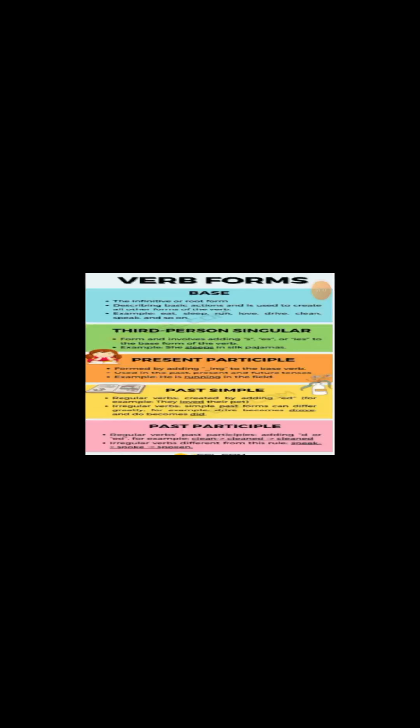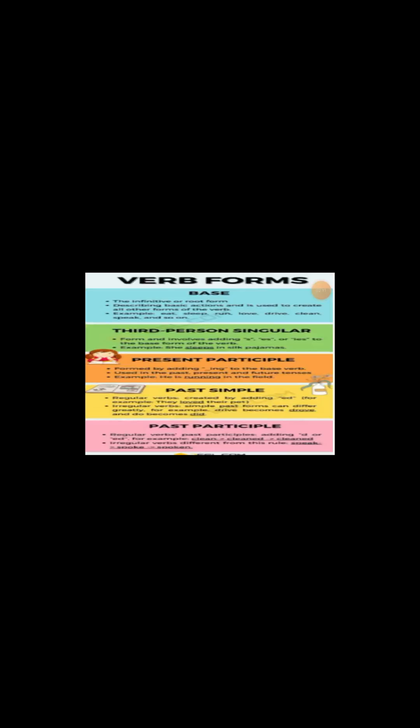Now, the third person singular. It involves adding s, es or ies to the base form of the verb. For example, "She sleeps in silk pajamas." This is the third person singular, where we add s, es or ies. We can add all three of them.